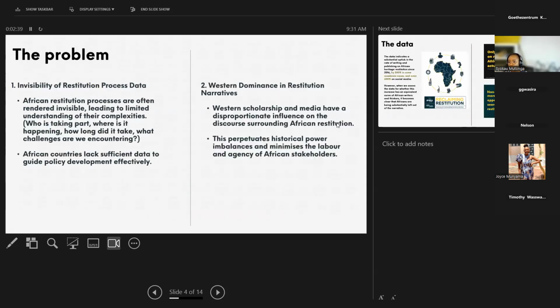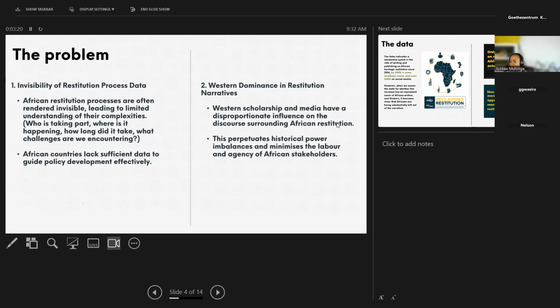Coming back to the problem of invisibility in how restitution happens, most African processes where restitution is concerned are usually invisibilized. We don't have a centralized place where we can know who is taking part, what is happening, how long these processes are taking, and the challenges they are encountering. As a result, our African countries lack sufficient data to guide their policy development. As Goodman mentioned, without policy it is difficult to make progress or to have the gravitas to make the important decisions when negotiating with European or American countries.